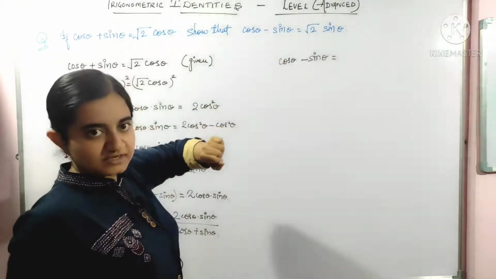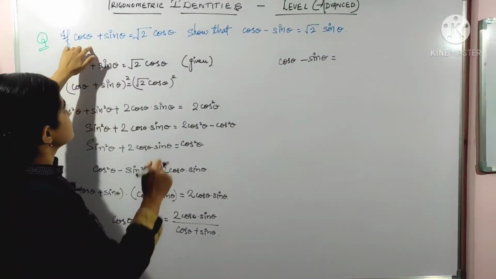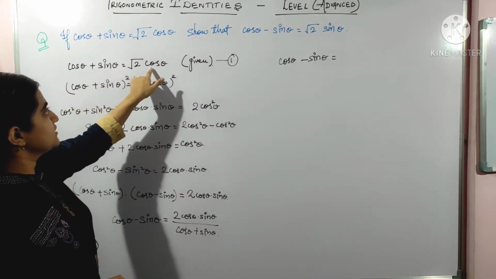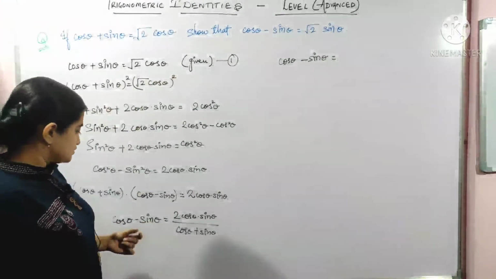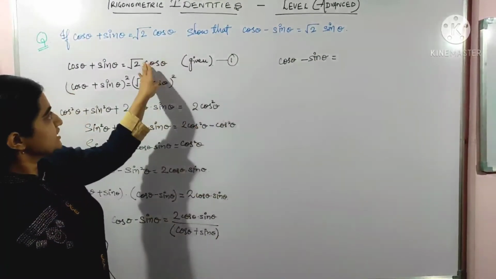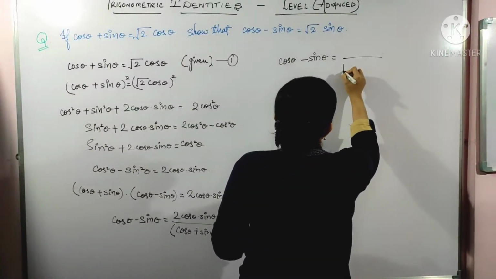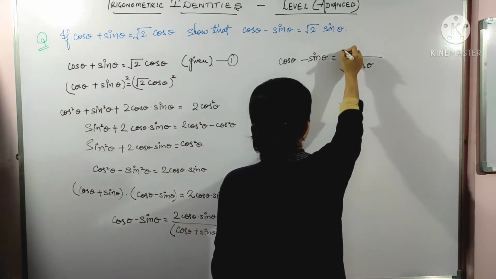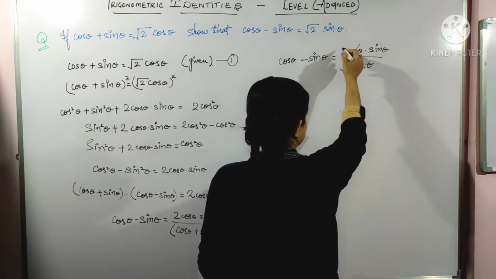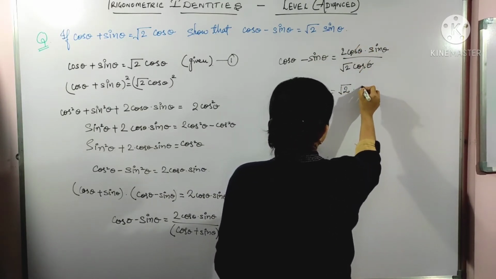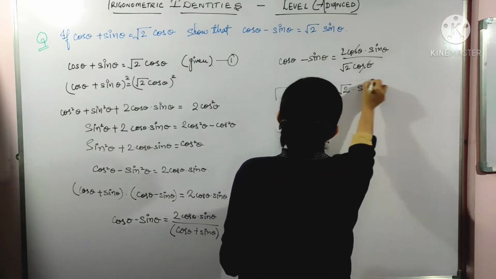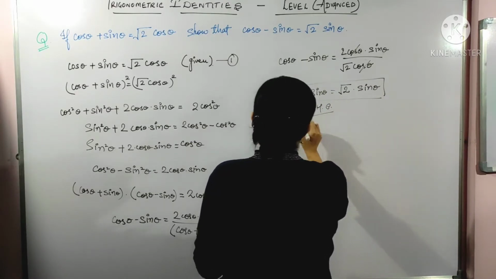and we have to write root 2 sine theta. But can you see that in this equation we have cos theta plus sine theta value root 2 cos theta. So cos theta plus sine theta is given already in equation 1, so we can replace it with root 2 cos theta. So here we will write root 2 cos theta, and the numerator is the same, cos theta into sine theta. Now it's very easy. So here it will be root 2 sine theta, and hence we got cos theta minus sine theta equals root 2 sine theta, hence proved.